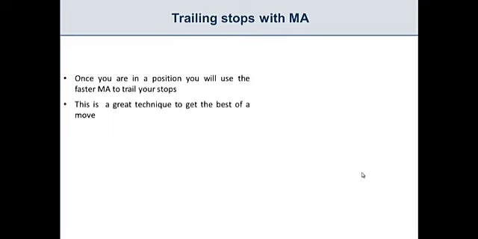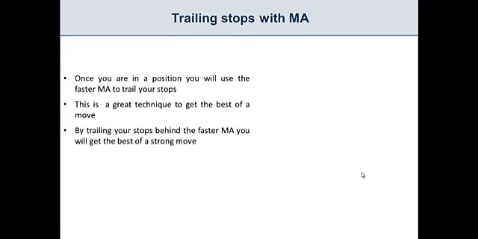Now we are going to learn how to trail your stops with the moving average so we can actually manage our positions with it. Once you are in a position, you will use the faster moving average to trail your stops. This is a great technique to get the best of a move. By trailing your stops behind the faster moving average, you will get the best of a strong move, either to the upside or to the downside, it doesn't matter. Or you will get stopped out before it reverses completely.